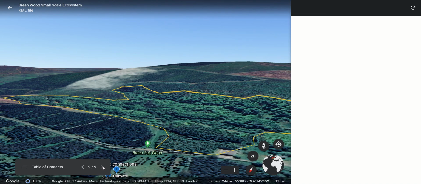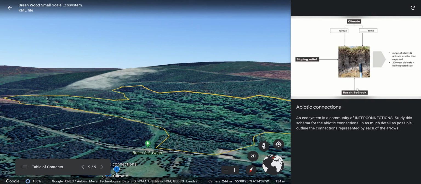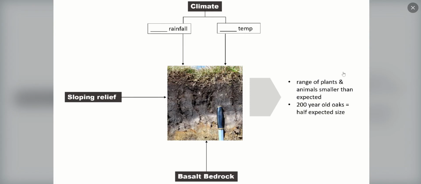Okay, so that brings us to the last thing, and it's over to you for a little bit of work here. Because an ecosystem, as it says down here, is a community of interconnections. So what I want you to do is to study this schema here, which basically summarizes what we've just been looking at. And you're going to be trying to fill in as much detail as possible, explaining these connections in terms of what they produce in the soil.